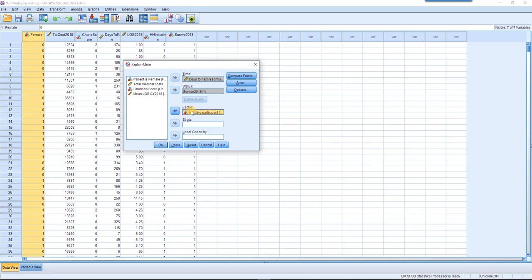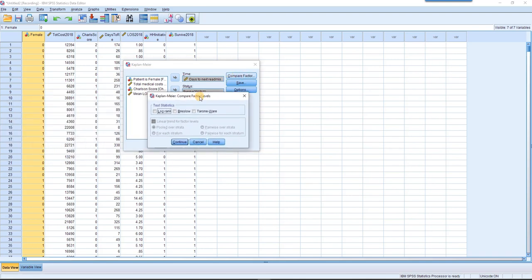The strata and the labeling cases by we're not going to use here, so we can just ignore those for right now. But one thing that we do need to do, so that way we can get the right tables at the end of our analysis, is open up this compare factor window. And the factor that we are interested in is the log rank test statistic, and we'll discuss that when we're actually looking at the results of our analysis. So just go ahead and enable that log rank and click continue.